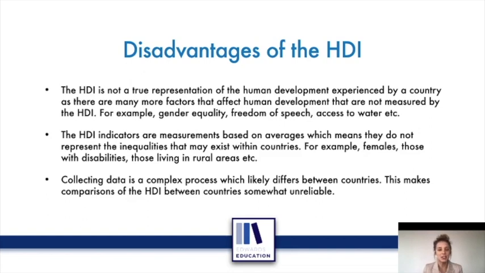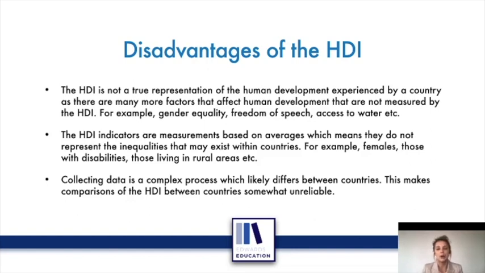The disadvantages of the HDI is that unfortunately human development is a very big concept, and whilst there are 4 different indicators, there is lots more factors that affect human development. Things like freedom of speech, inequality, discrimination, access to water. All of those things are not only difficult to measure, but we know that they do impact human development. So we know the HDI, whilst useful, isn't a true representation of the human development of a country.